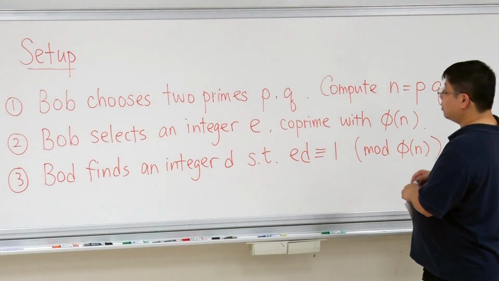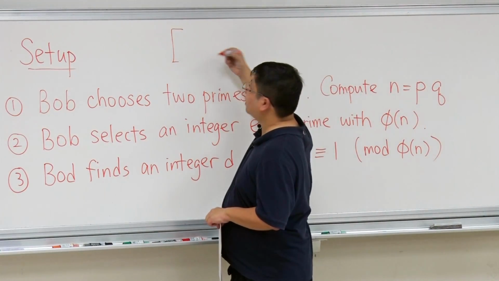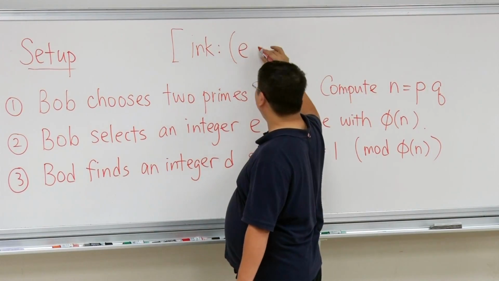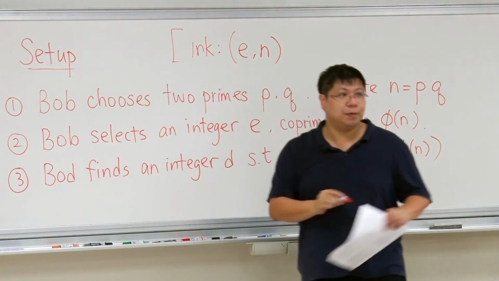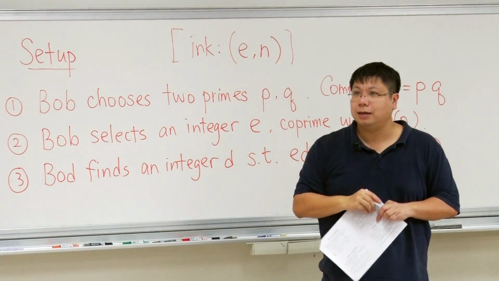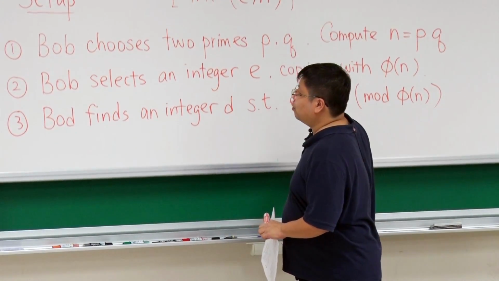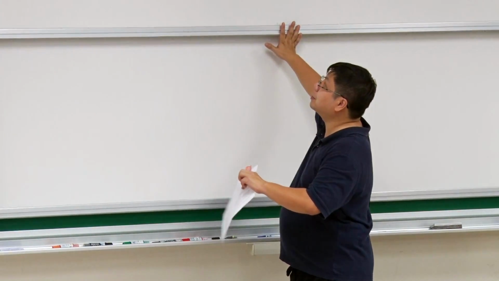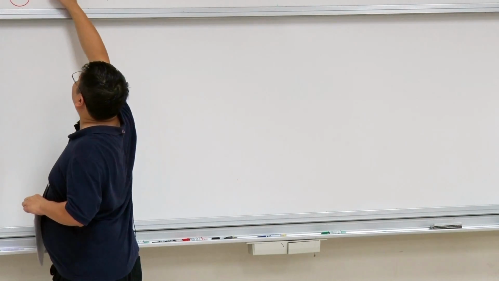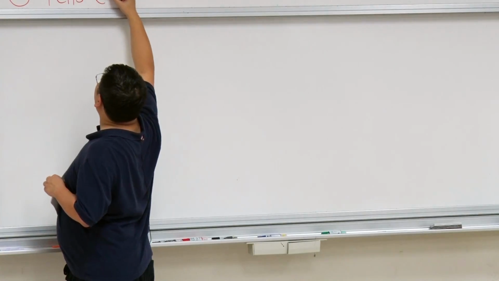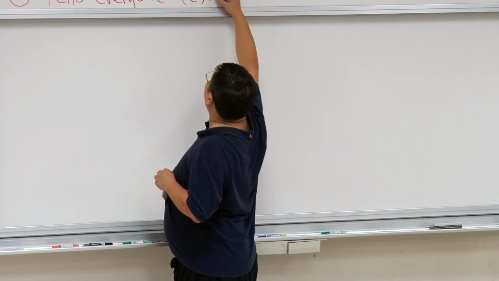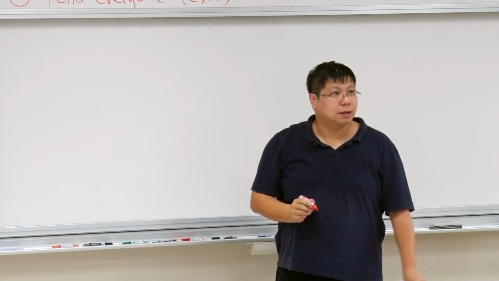And what is the ink? The ink that he tells everybody is the number E and the number n. Everybody knows the ink, so everybody uses this ink. After Bob computes these four things, he tells everyone the value of E and the value of n. So this is what Bob is going to do.